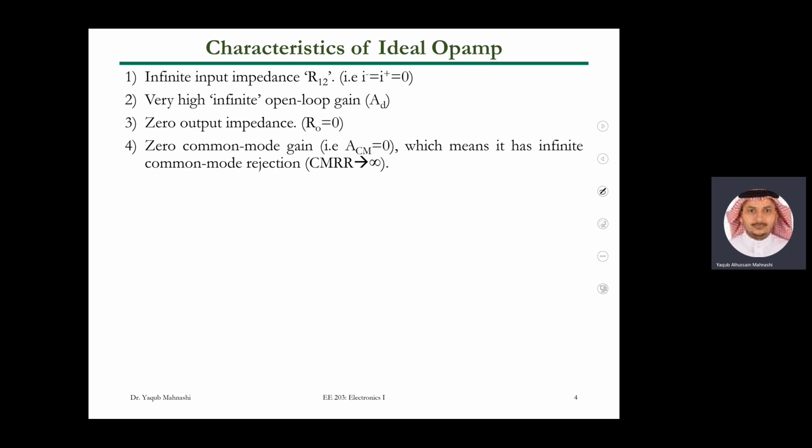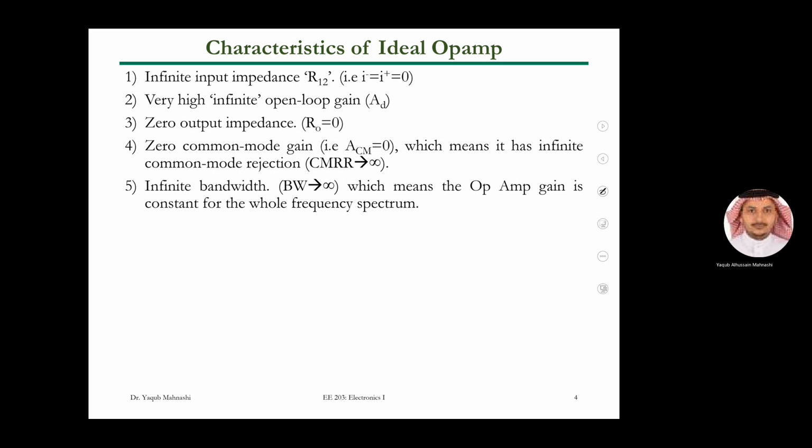Because the noise is common between two signals, right? You don't want to amplify the noise. You want to amplify the difference, but not the noise. And to do that, you have your ACM equal to zero.